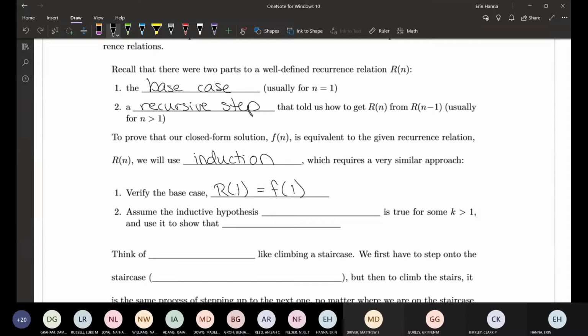What we're going to do then is assume something called the inductive hypothesis, and I'll explain why this is what we do in a second. You essentially assume that the recursive relation at some k minus 1 is equal to the function at k minus 1. You assume that to be true for some k greater than 1, that's a little thing you always have to tack on there. And you're going to use that to show that they're equivalent for k.